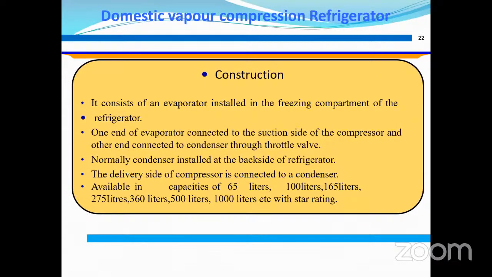So domestic vapor compression refrigerator, it consists of an evaporator installed in the freezing compartment of the refrigerator. One end of the evaporator is connected to the suction side of the compressor and the other end connected to the condenser through throttle valve. Normally, condenser is installed at the backside of refrigerators. The delivery side of the compressor is connected to the condenser.